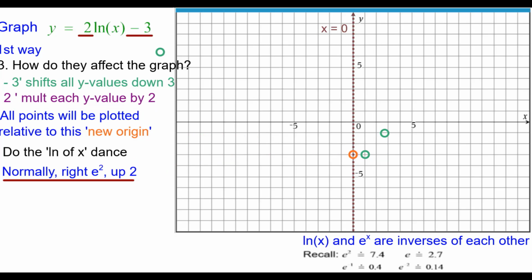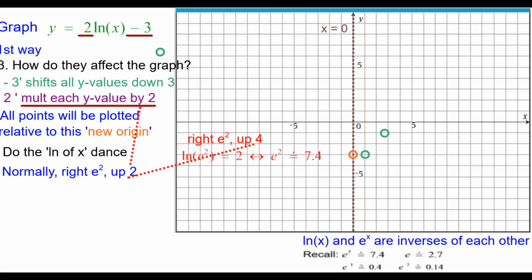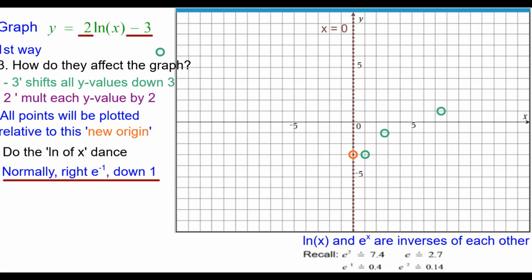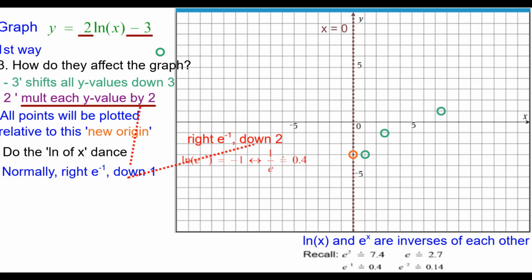Normally, right e squared up 2. In this case, it will be right e squared up 4, and e squared is about 7.4. Normally, right e to the -1 down 1. In this case, it will be right e to the -1 down 2, and the reciprocal of e is about 0.4.